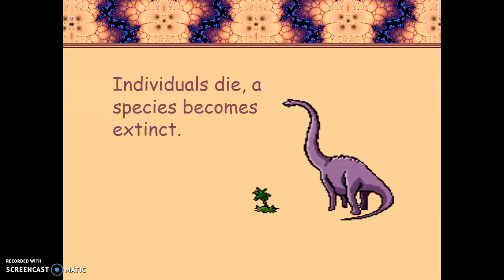Please remember that individuals die, species become extinct. So you can't say my grandma went extinct last year. No, grandmas die, but if every single human on the planet died, then humans would be extinct. Such as dinosaurs are now extinct because all the dinosaurs no longer exist. So is the dodo bird, which is sad.